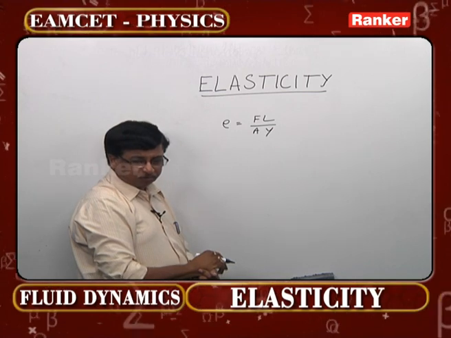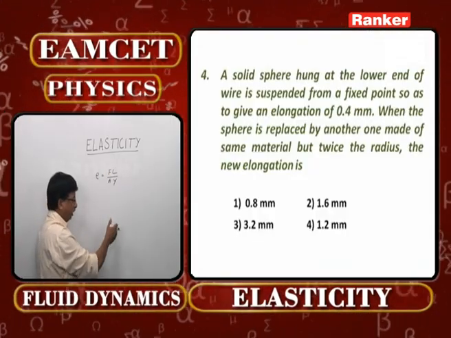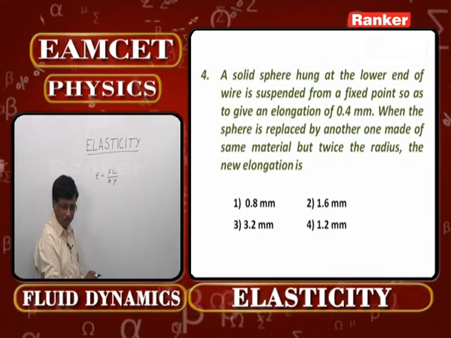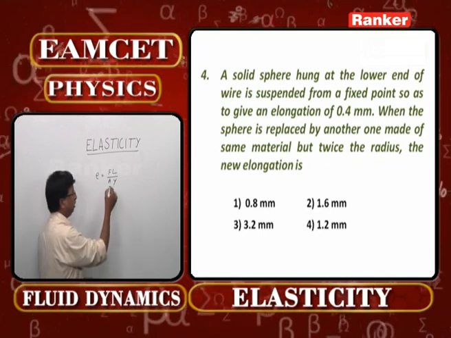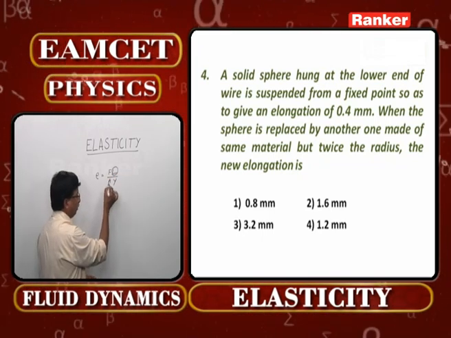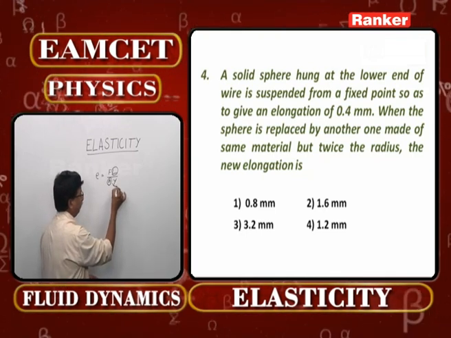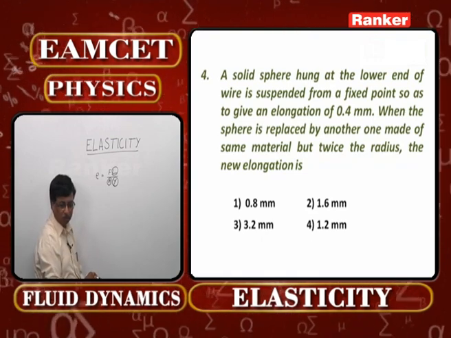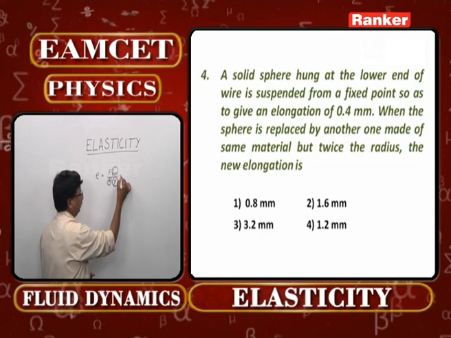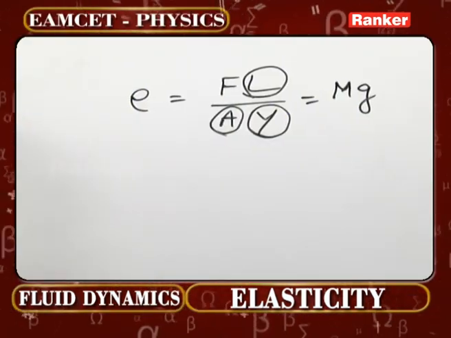Fine. When the sphere is replaced by another one, that means what? To the same wire, sphere is going to be changed, that's all. Wire has not been changed here. So what you should understand here? The original length of the wire will be the same, and the area of cross section of the wire also will be the same, and we know very well the value of Y also is going to be the same. That means he is talking about a solid sphere. Then can't you just understand force now becomes weight, please?